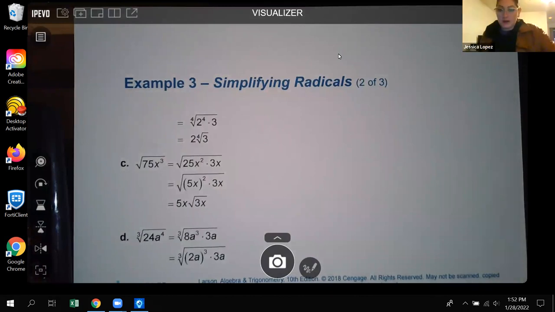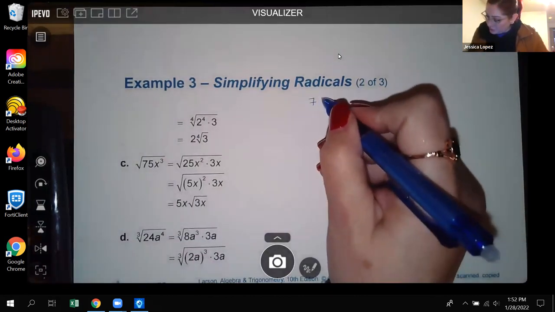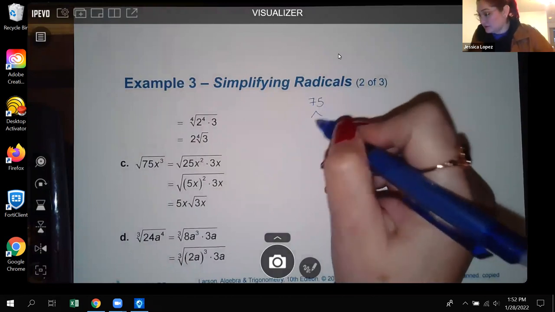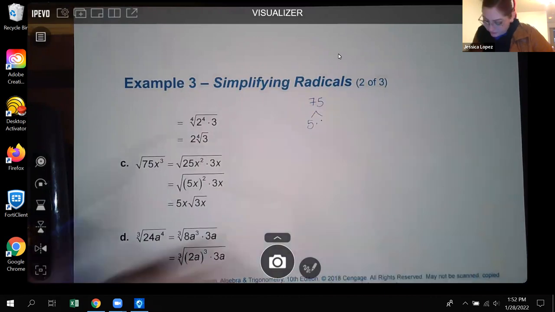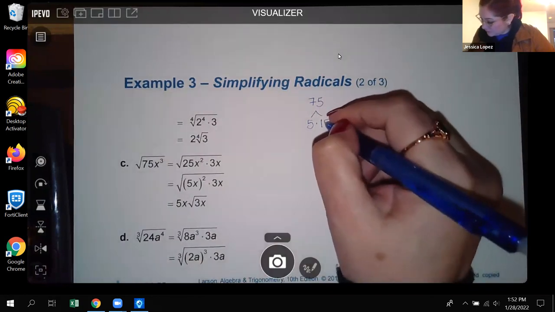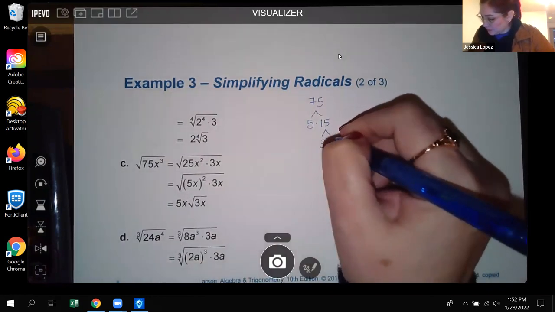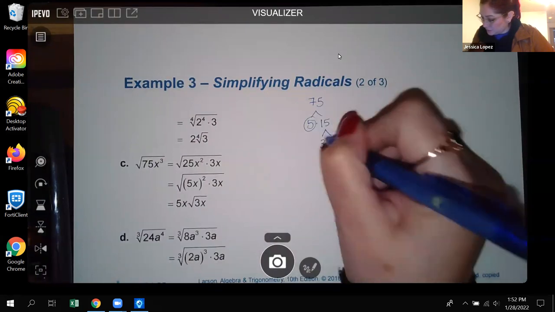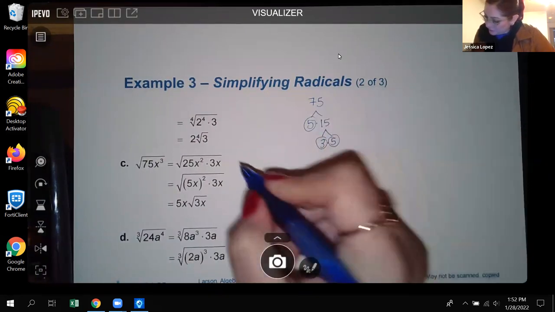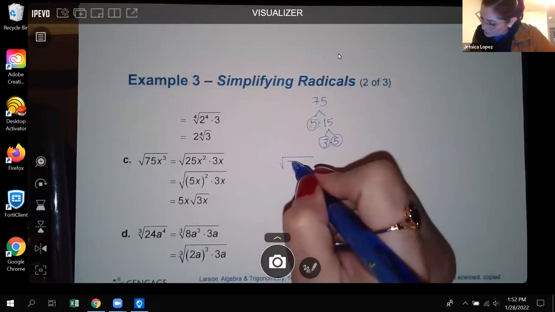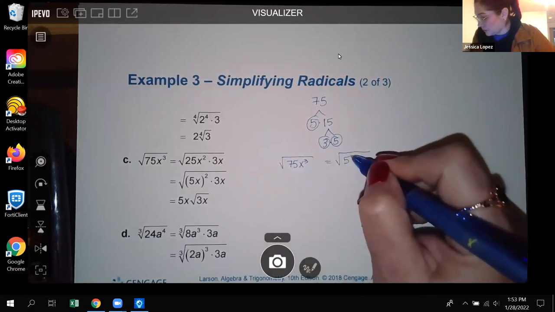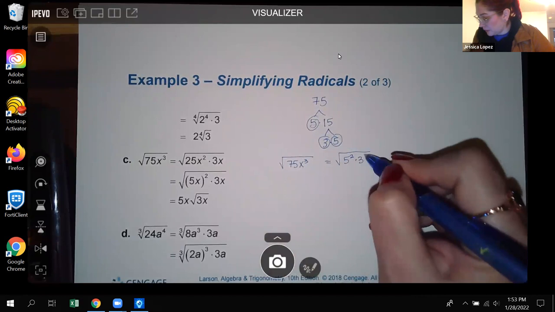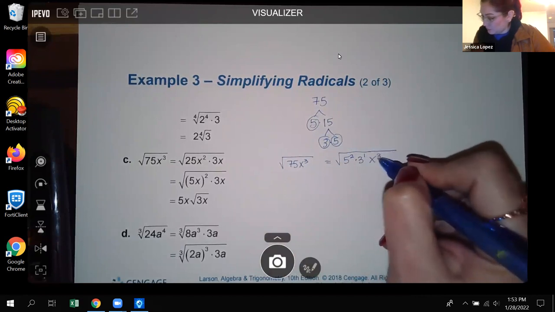And then 75. Again, 75 ends in 5, so I'll divide by 5, and I get, what is 75 divided by 5? 15. And then 15 I know is 3 times 5. All of these are prime numbers, so I can stop. And so then if I write this, I'm going to write the square root of 3 to the power 1, 5 to the power 2, because there's 2 of them, and then x to the power 3.